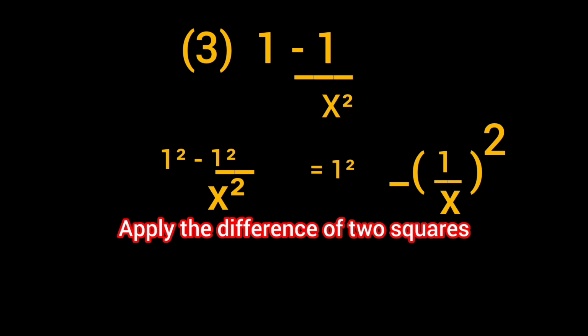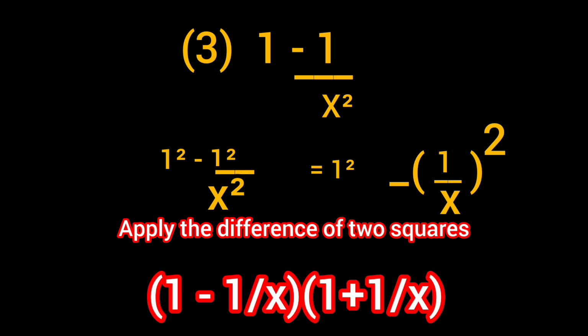Then we apply the difference of two squares. Since both of them are squares and there is a minus in between them, we open our bracket and put 1 minus 1 all over x. We close it, we open it again and put 1 plus 1 all over what? x. And that becomes the factorization of what? 1 minus 1 all over x squared.